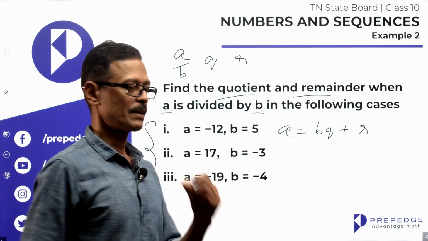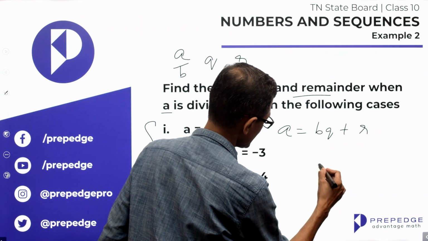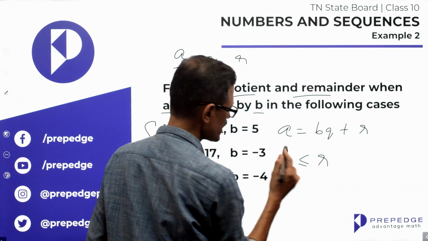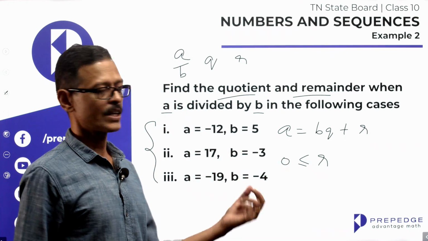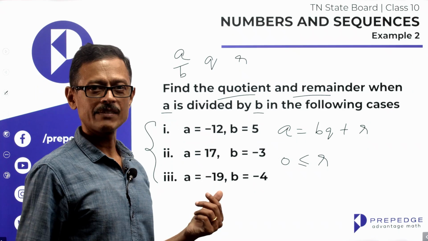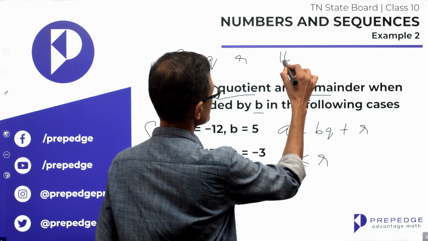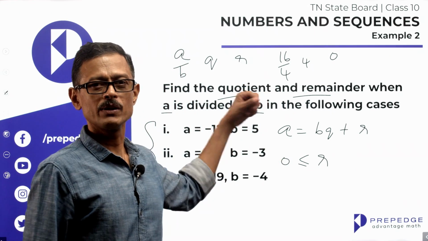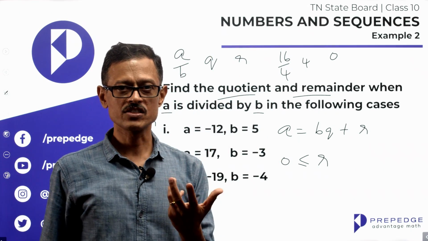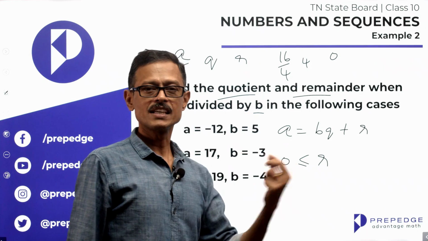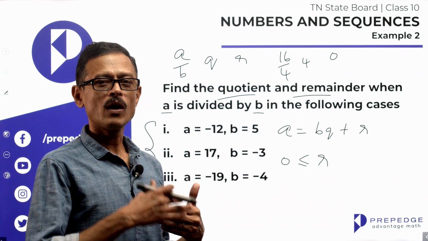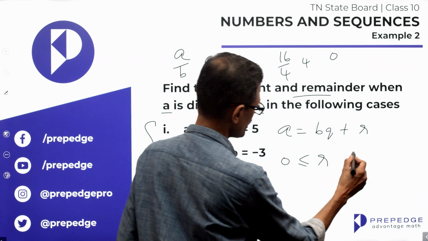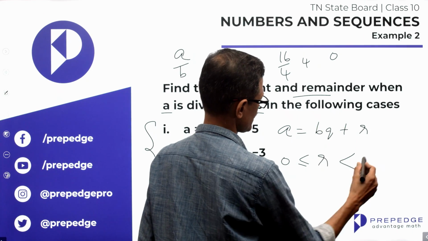One important thing to keep in mind is the remainder r, what values can it take? Its value can start from 0. When will it be 0? When b perfectly divides a. For example, when I divide 16 by 4, the quotient is 4 and the remainder is 0. So 4 perfectly divides 16, and the remainder can be 0. How high can it be?